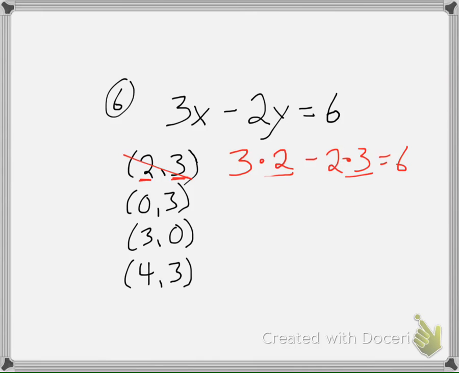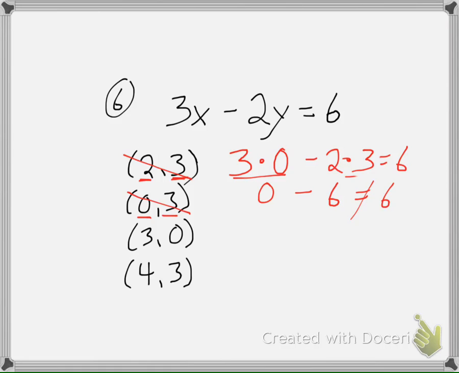Now our next option, same equation, but we're just going to replace x and y. Our second choice is x is 0 and y is 3. So I get 3 times 0, which is 0, minus 2 times 3, which is 6, and 0 minus 6 is negative 6, but I want positive 6, so that also doesn't work out, right? So the second one is not our answer.